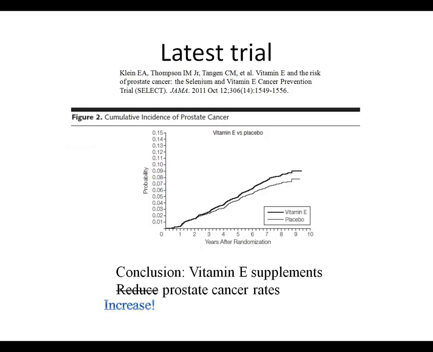All right. So look at what happens next. 1994 to 2011, many years later, the latest trial was done. It was a huge population, and what they did is they gave people vitamin E supplements and followed them for 10 years. There were people who had vitamin E, people who had the placebo, and they counted the number of cancer cases over time.